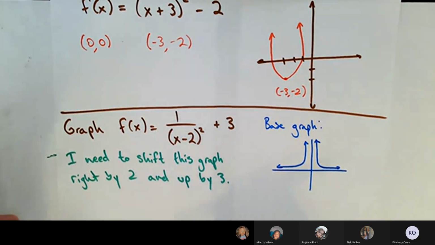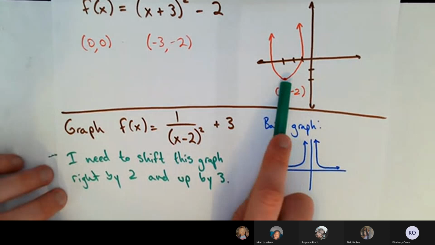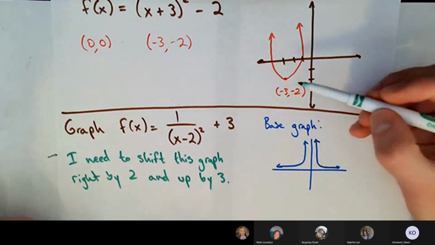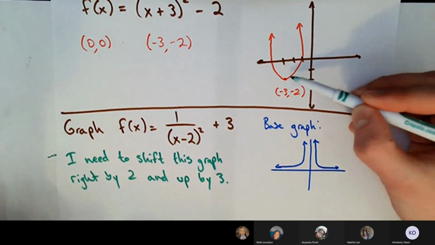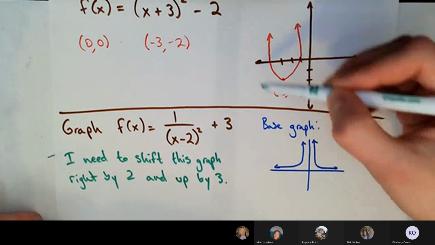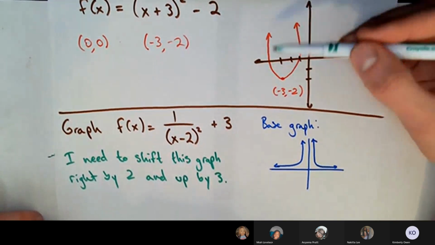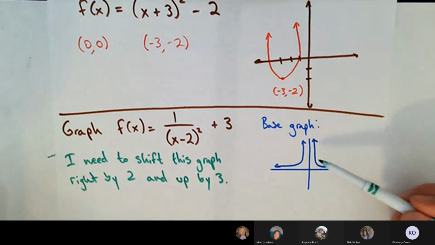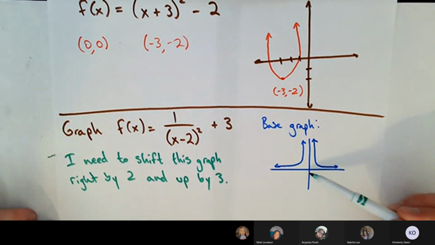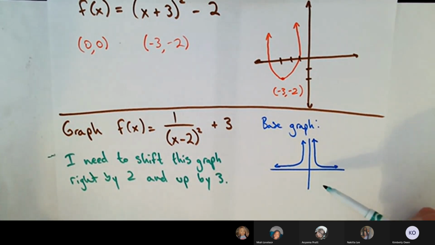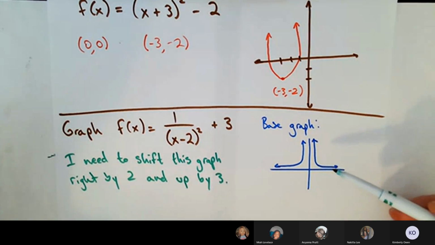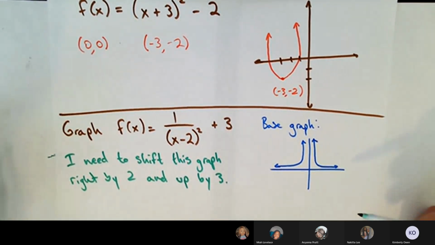So the other graphs have these special points that we can anchor ourselves with, like the point there in the parabola. As long as we can figure out where that point is moving, then we can pretty much just draw the rest of the parabola because we know the shape of it. This graph does not go through the origin. It doesn't have any nice stationary points. I mean, it does, but they're harder to note. So instead, we think about where their asymptotes are moving.